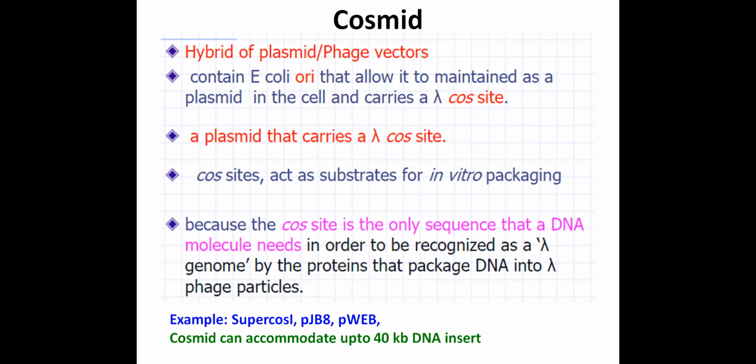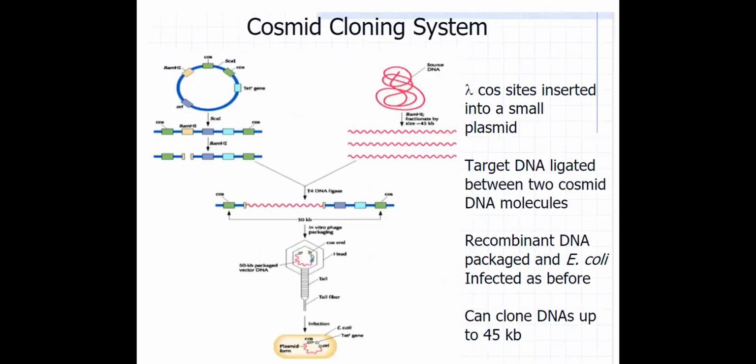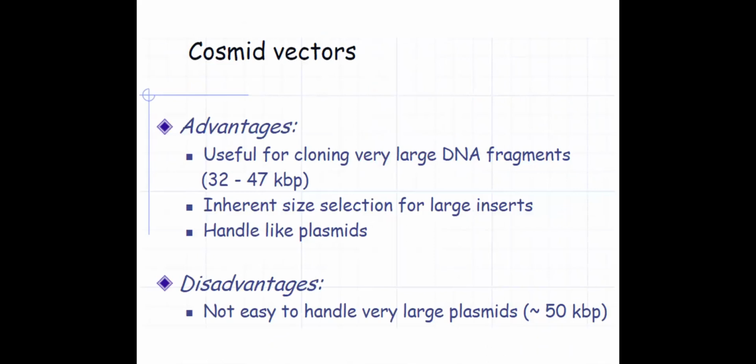There are some examples of cosmid like SiPrCos1, then PJB8, then PWeb. These are some of the examples of the cosmid vector. Okay, what are the advantages? As I have told, it can clone very large fragments up to 40 to 47 kb.